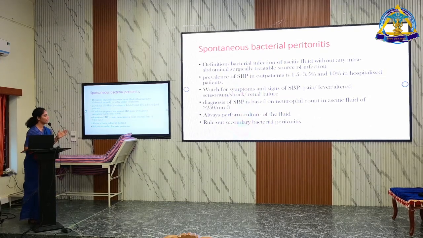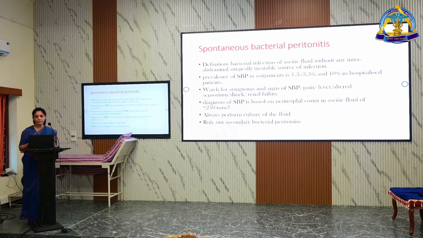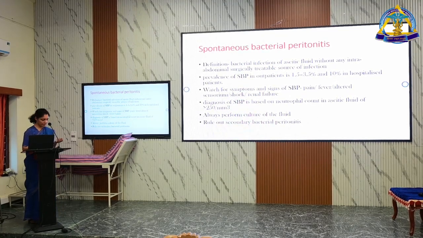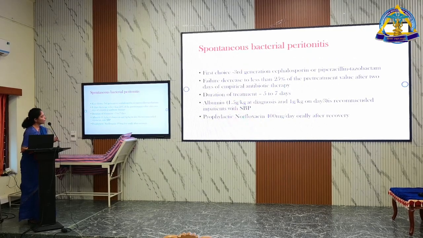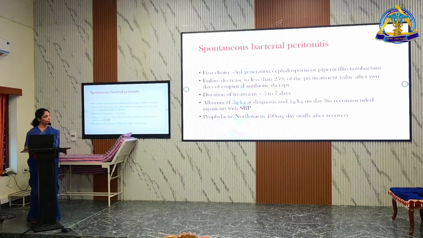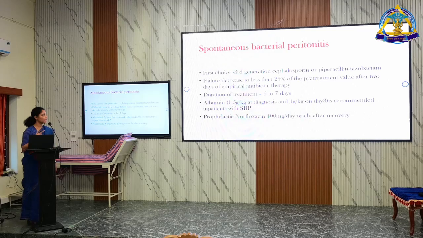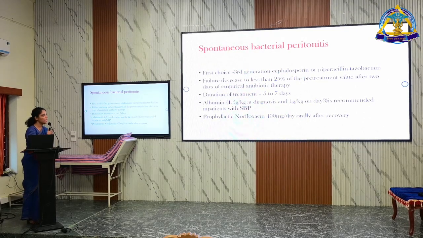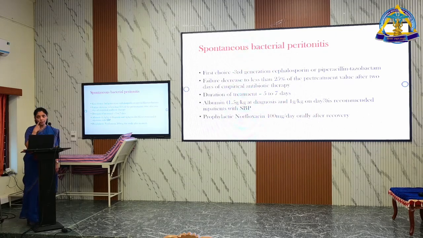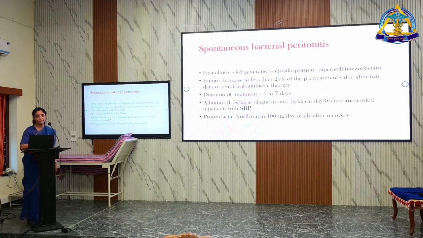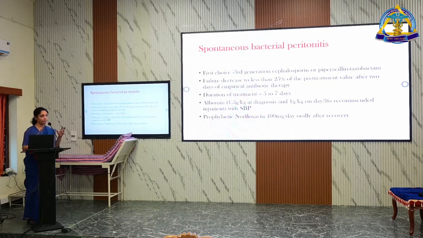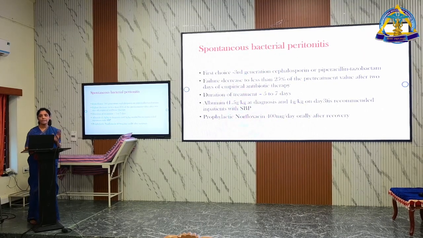Diagnosis is based on an ANC of more than 250, and always a bedside inoculation and culture of the fluid, and rule out secondary bacterial peritonitis. So what's the first choice drug for SBP? It's a third generation cephalosporin or piperacillin tazobactam. And when do we look for the response? Once we have taken an ascitic fluid tap today and started the patient on a third generation cephalosporin or piperacillin tazobactam. But for nosocomial SBP, where the patient had a recent admission with SBP, you don't go for the first choice, you give meropenem.